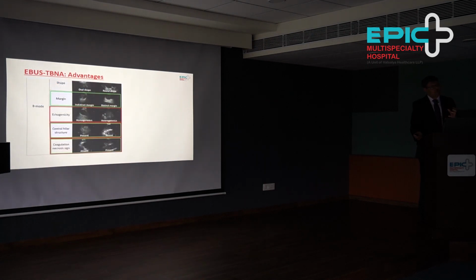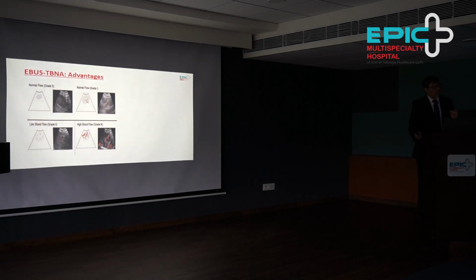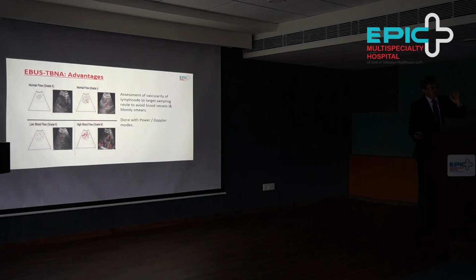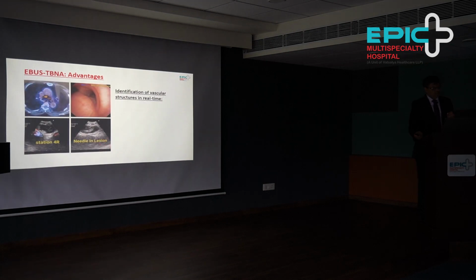It also gives an advantage to study the characteristics of the lymph node, which is not available through CT or MRI or even PET. That is, we can study the size, shape, margins, echogenicity, central hilar structures as well as the coagulation necrosis sign, which gives us a pretest probability of what we are actually thinking in this case. The other advantage is assessment of the vascularity, which none of the other modalities gives. Hence we can target the part of the lymph node which is less vascular to avoid bloody smears. So now coming to our case, this is our case where we had this lymph node.